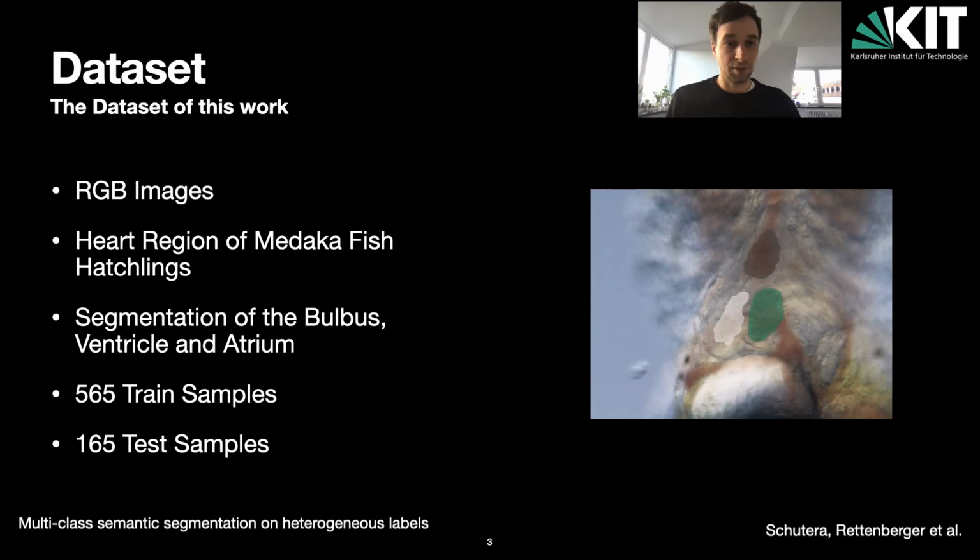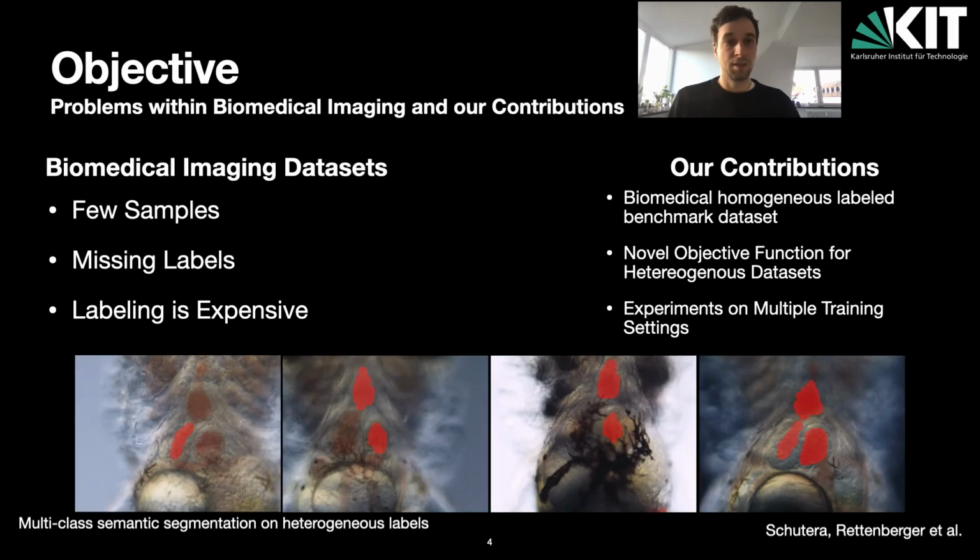For each sample, the segmentation of all three chambers is given. In the sample below, we can see that the ventricle here is segmented in white, the bulbus in black, and the atrium in green. In total, there are 565 train samples and 165 test samples in the dataset.